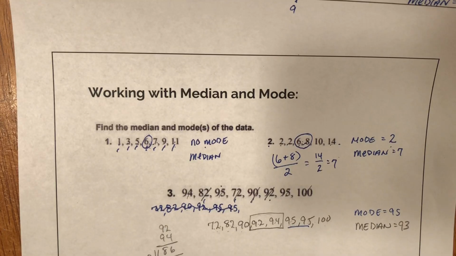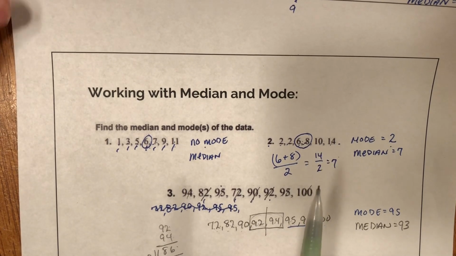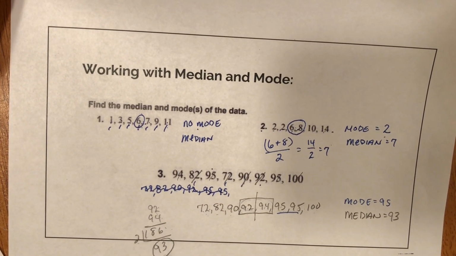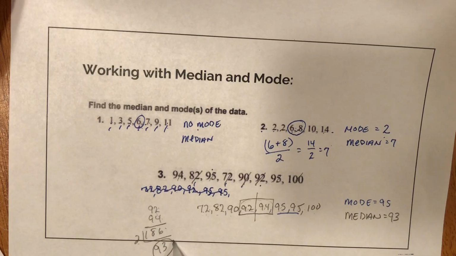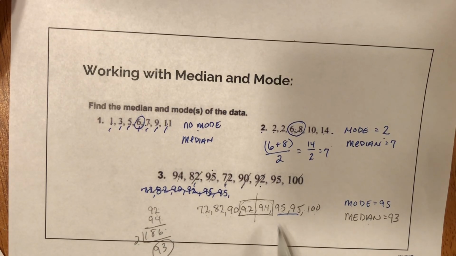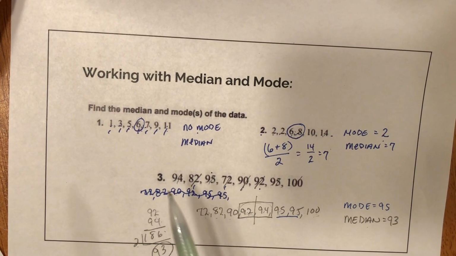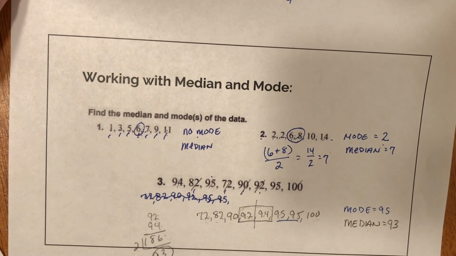Those are not the median. The median is that number that's halfway between 92 and 94. So we find the mean of those 2 numbers, add them together, 186, divide that by 2, and I get 93. So 93 is my median data value, half greater, half less. So this is how you find the median and the mode with your data.